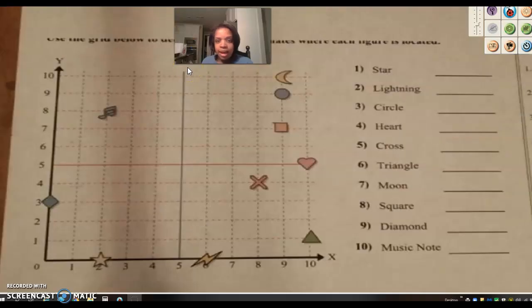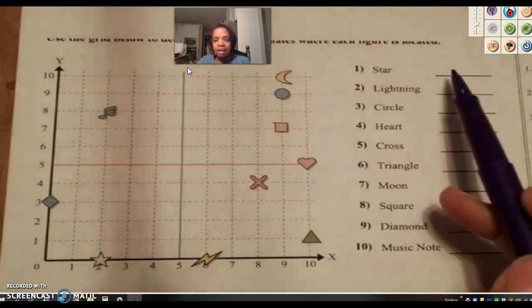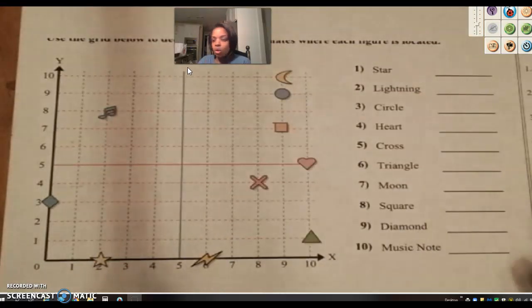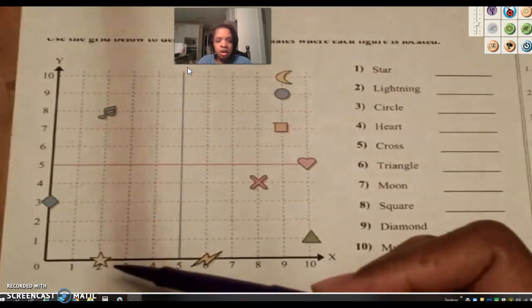All right, so now I have the page pulled up from our lesson yesterday. You were supposed to complete this as a part of your activity yesterday. So let's look at the top. At the top, we have some different shapes, and then we have to list their ordered pair. So let's start with the star. If I'm looking for the star, it's here.